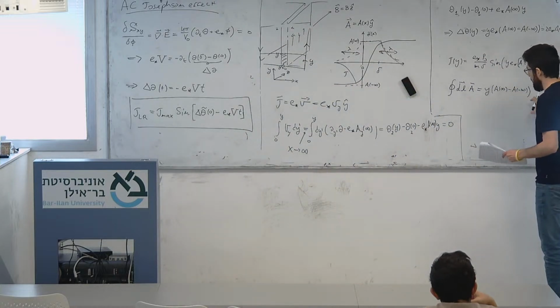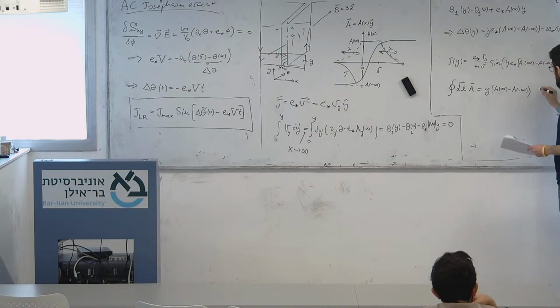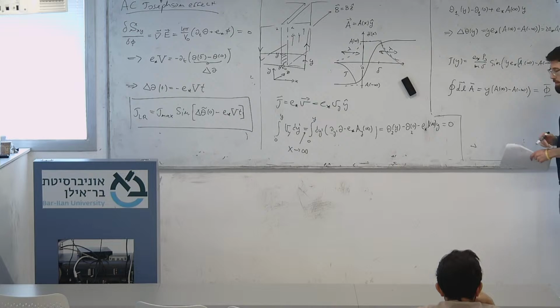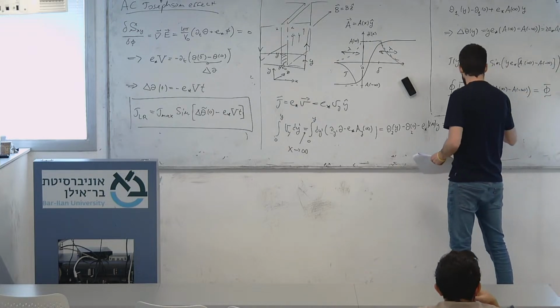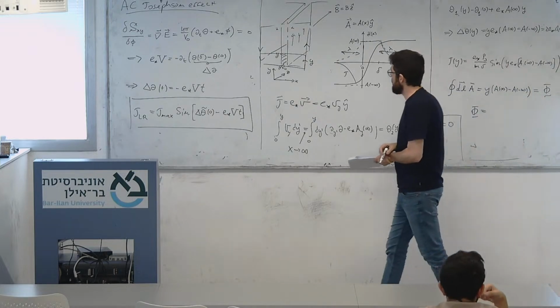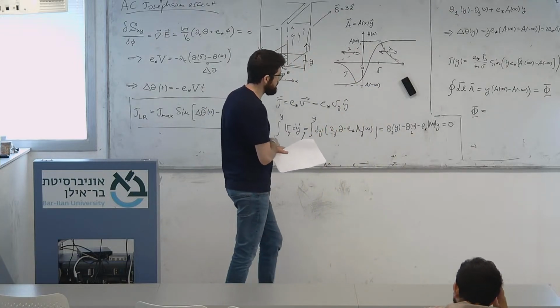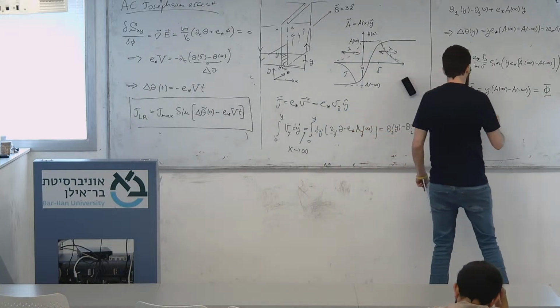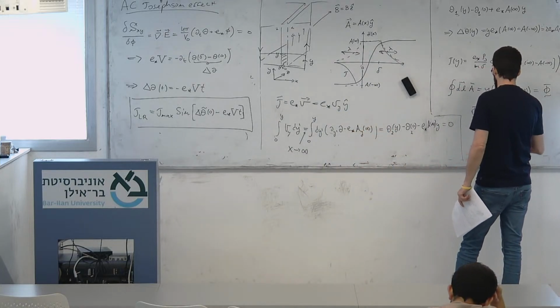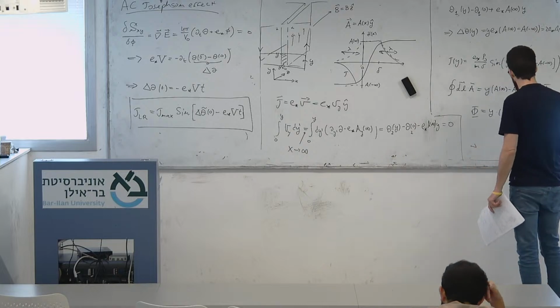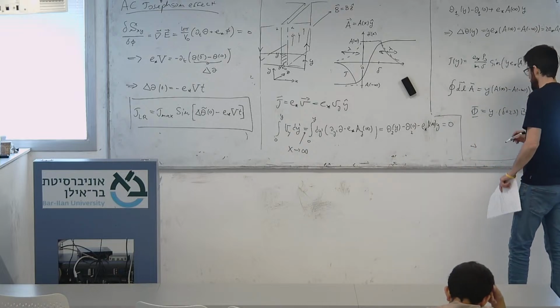Now this, on the other hand, is equal to the total flux. So what is the total flux? The total flux through this region is Y times a delta plus 2 times lambda, times B.